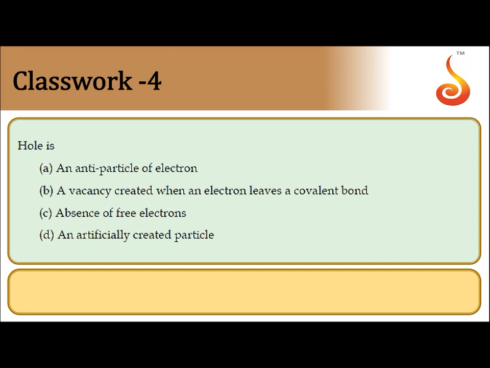Moving on to next one. Hole is an antiparticle of electron, a vacancy created when electron leaves the covalent bond, absence of free electron, or an artificially created particle. So we know that hole is vacancy created when electron leaves the covalent bond. So it should be option B.